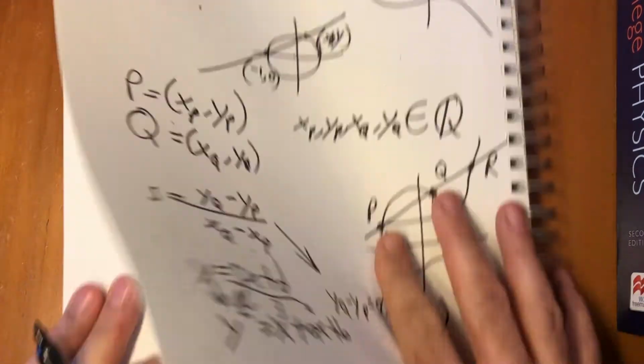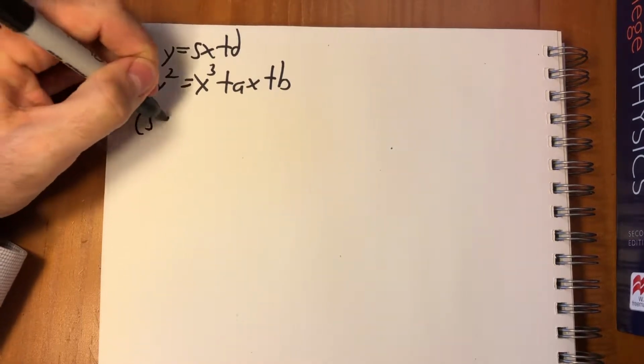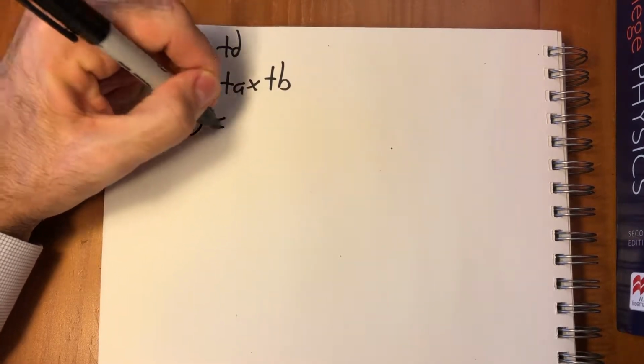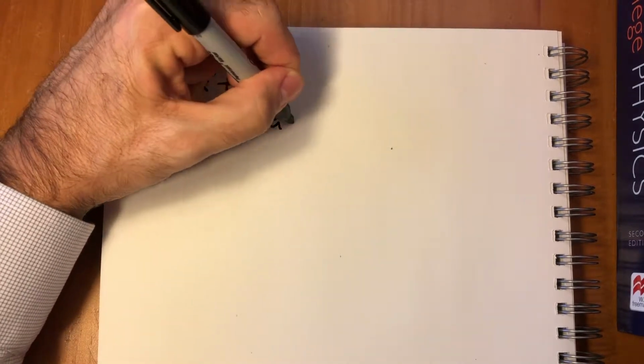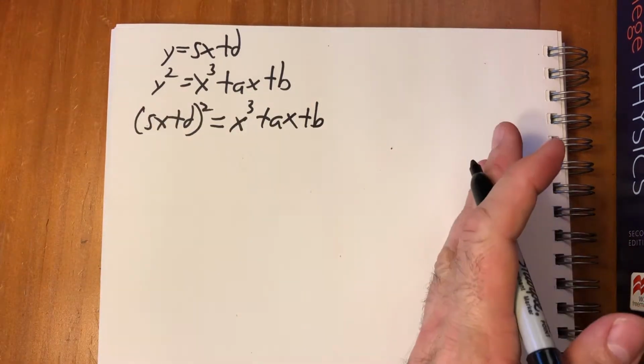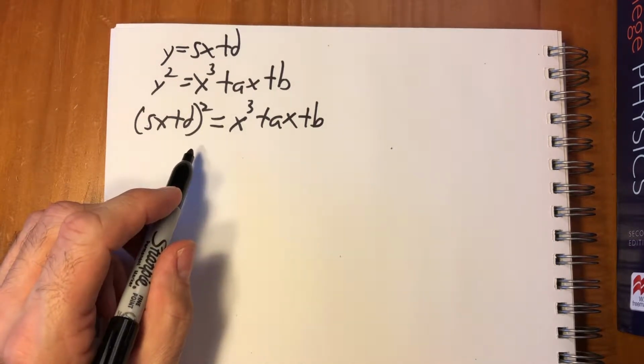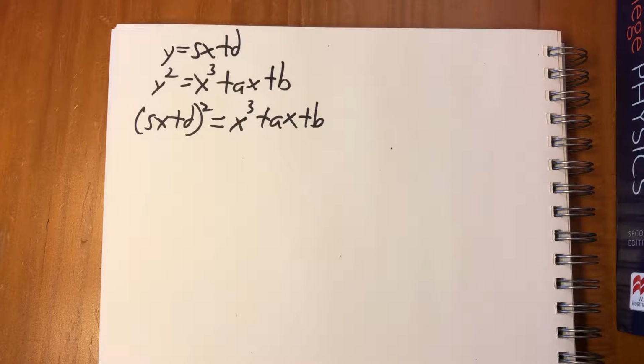I'm going to switch pages because we're going to need some room here. So we have y equals sx plus d, y squared equals x cubed plus ax plus b. So we're going to plug y into this. So we end up with (sx plus d) squared equals x cubed plus ax plus b. Now we're just going to move everything over to the other side and multiply it out, set it equal to 0. And then we're going to look at some roots if we can.